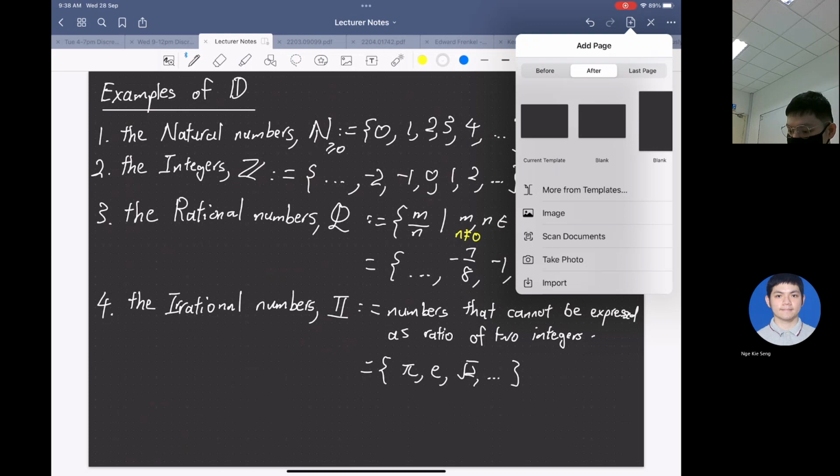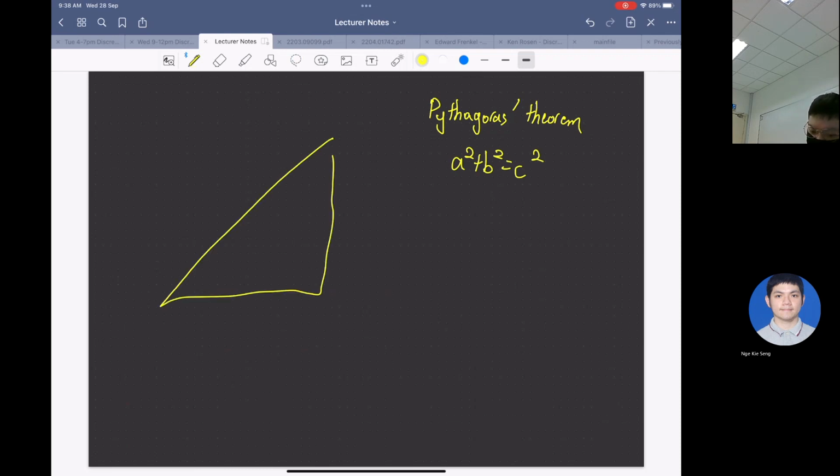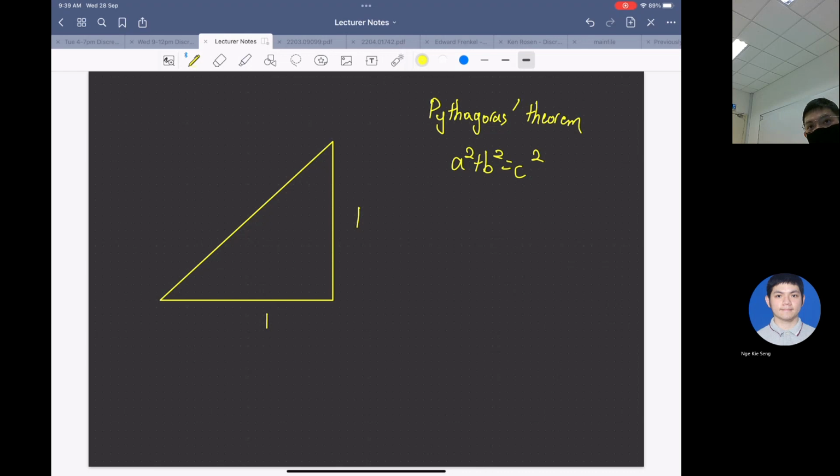If you know the Pythagoras theorem, do you know what the Pythagoras theorem is? Tell me what it is. Very good. a squared plus b squared equals c squared. So let us look at this geometry. Greeks liked geometry a lot. So what's the hypotenuse? Square root 2. Okay, so the Greeks studied this square root 2.